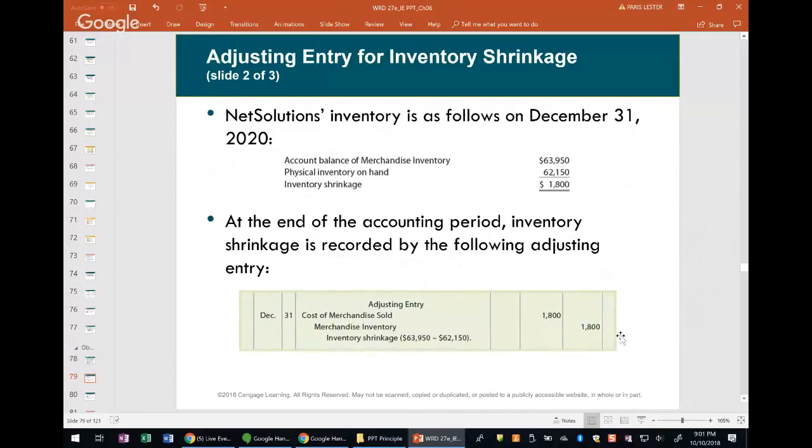All right, you go out and count your inventory, and you find out that you've got 62,150. But your ledger says you've got 63,950. Well, what went with the other 1,800? You don't have what you're supposed to have. Well, some kind of shrinkage. Now, gasoline evaporates. In a grocery store, bananas and other produce, veggies, meats, we have to throw them away. That's shrinkage, isn't it?